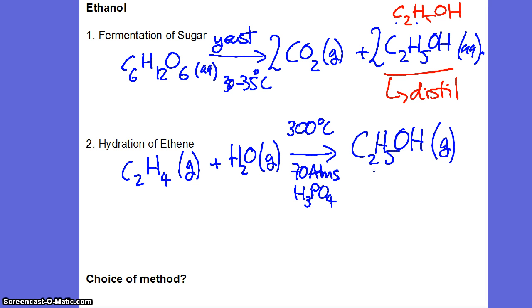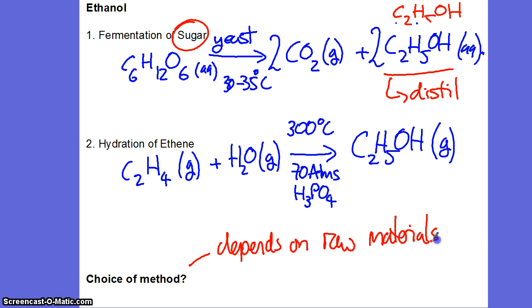Why is that? Well, we need to look at our raw materials. The raw material for the first process is sugar, so it depends on raw materials. For the first process, you need a ready supply of sugar, which some countries have. If you're doing this reaction in a country which has a climate which supports the growth of sugar cane and sugar beet, like Brazil, this would be a good method. If you want ethanol in a country which doesn't have such a climate, then perhaps you want to look at the second process.